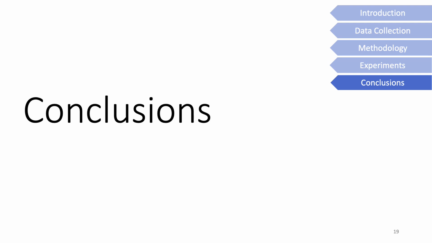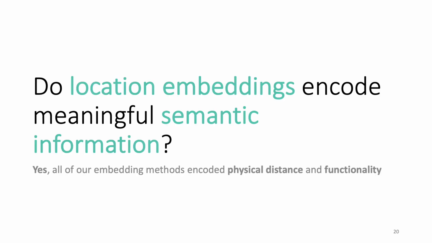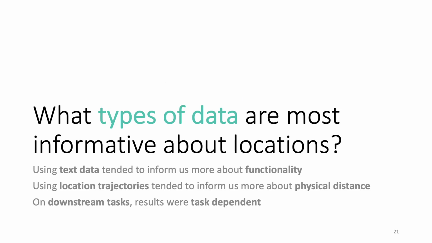To conclude, I will readdress all of our research questions. First, do location embeddings encode meaningful semantic information? Using our surface level tasks, we found that yes, all of our embedding methods encode physical distance and functionality. Second, what types of data are most informative about locations? Using text data tended to inform us more about functionality, while using location trajectories tended to inform us more about physical distance. We see that this is a bit of a trade-off. On our downstream tasks, the results were task dependent, but we found that we did quite well with the combination method.